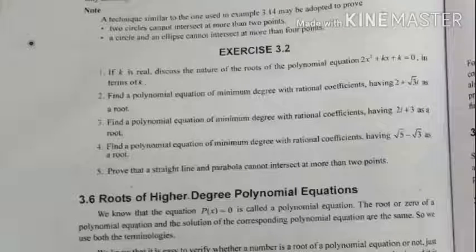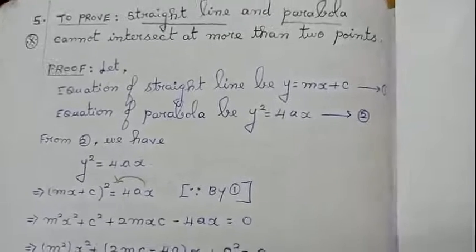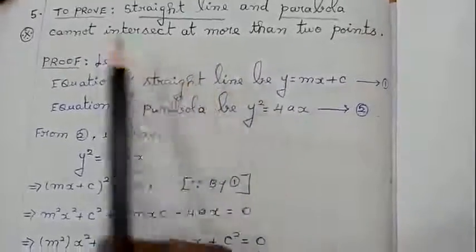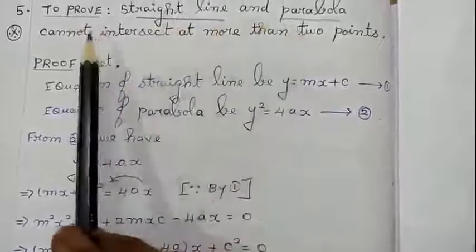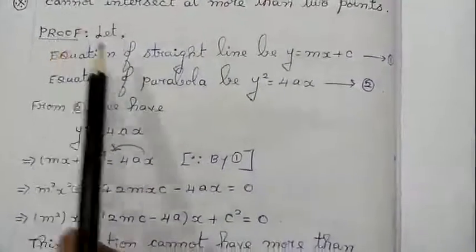Exercise 3.2, fifth sum. This is going to be different. What is the question given here? Prove that a straight line and parabola cannot intersect at more than 2 points. Exercise 3.2, fifth sum. They are asking you to prove that a straight line and parabola cannot intersect at more than 2 points. I am going to write it as proof.